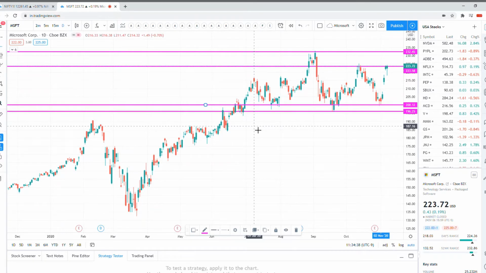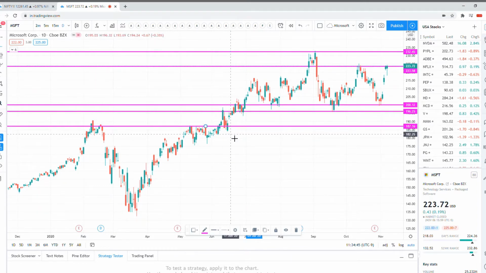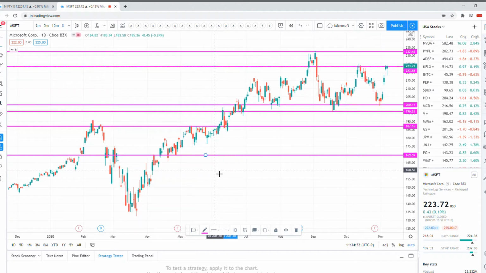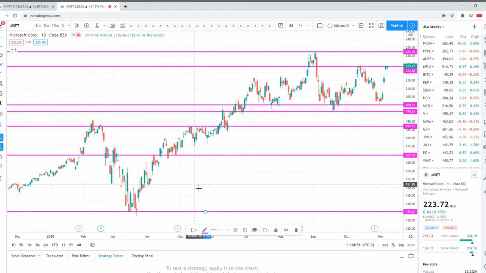Yeah, this area used to act as a resistance, as you can see, and now it is acting as a support. Let's move ahead. This is one area, this is one area. So as you can see over here, this was acting as a resistance, again as a resistance, then it started acting as a support since the resistance was broken.